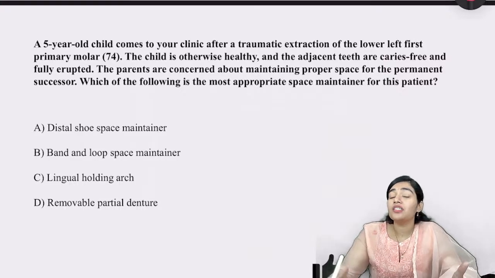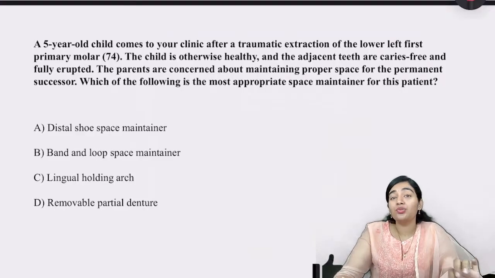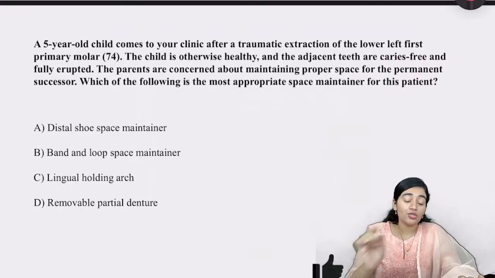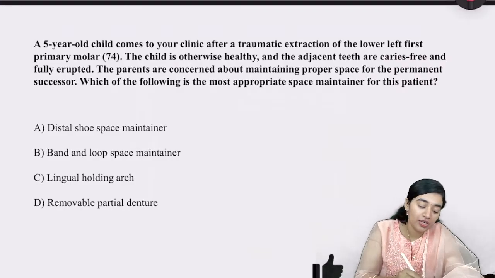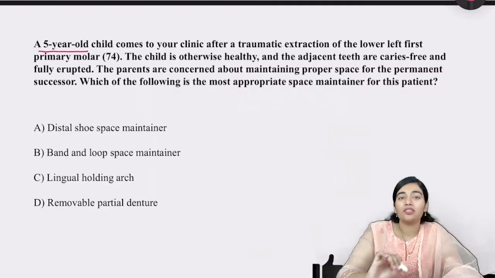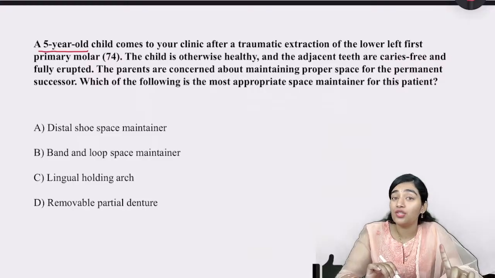So when a case-based scenario like this is asked, how are you going to tackle it? First, there are some key points that you need to note in the question. The first key point is the age of the child, which is given in the first line itself. It's a 5-year-old child. That is the first point we need to make a note of.